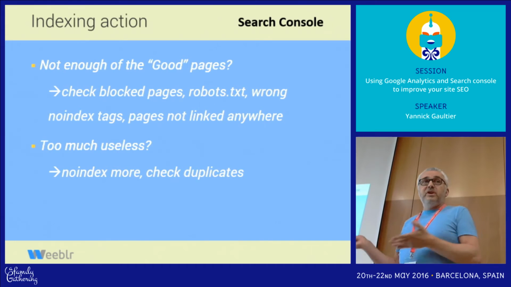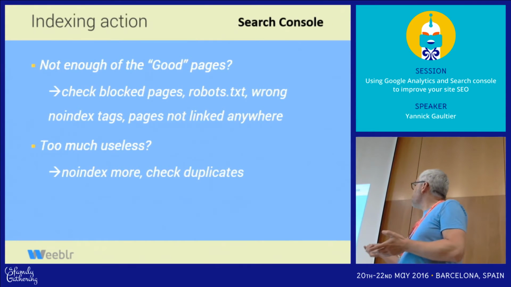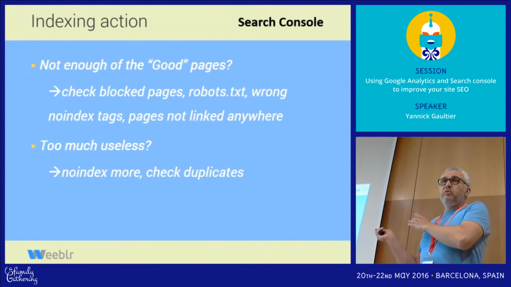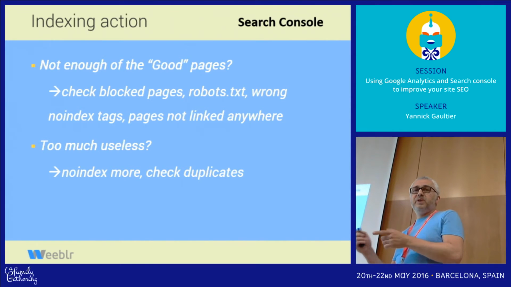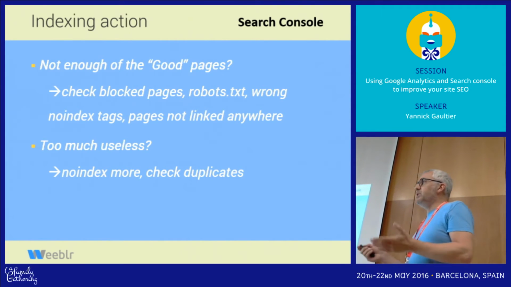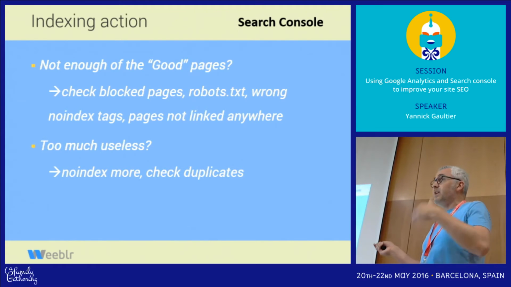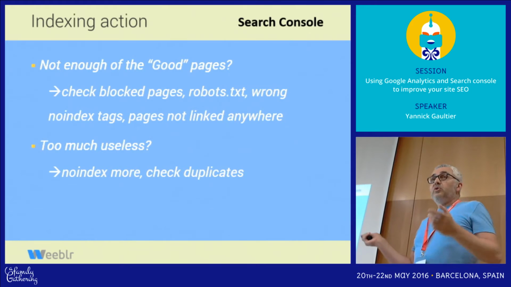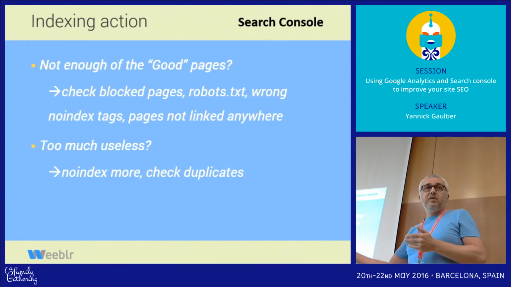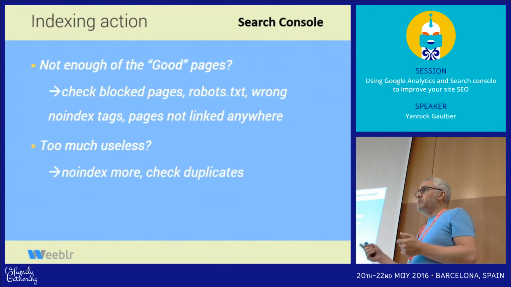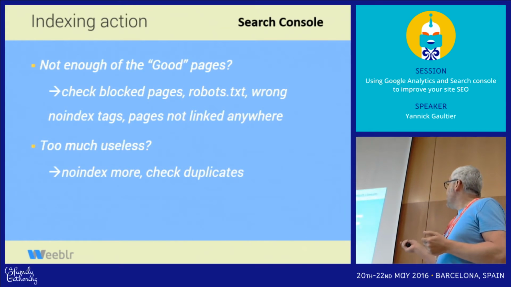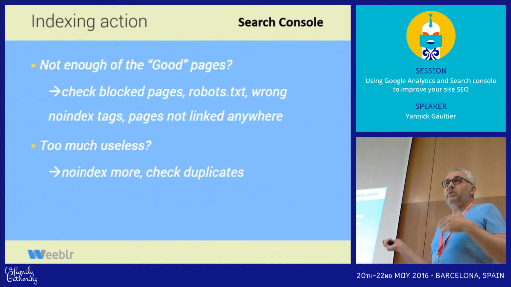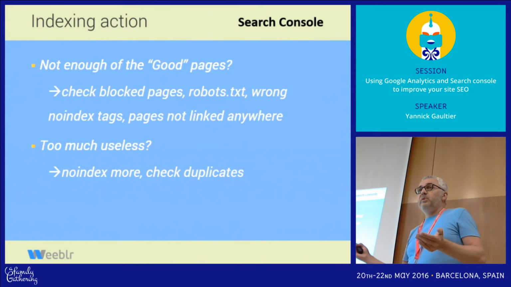Otherwise, it's totally meaningless. What can you do when you have computed those figures? If you remember, we have 96% of our good pages indexed, so that's pretty good. We don't need to really work on that. But if you have only half of them, then the kind of thing you want to look at is your blocked pages. Maybe you excluded some range of pages in your robots.txt file, or you have some noindex tags where they don't belong. Maybe there are some pages that are not linked from anywhere.